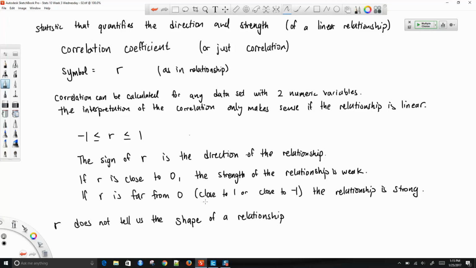How can we tell if the shape is linear or not? We have to make a scatter plot. That's really the only way we can tell if the shape of a relationship is linear. So to decide the shape, we must look at a scatter plot.